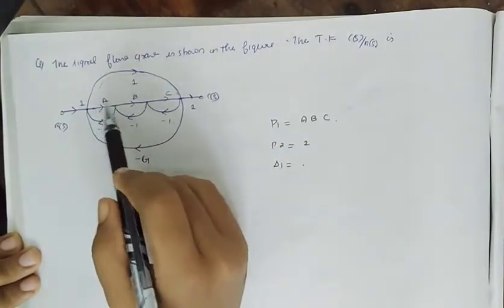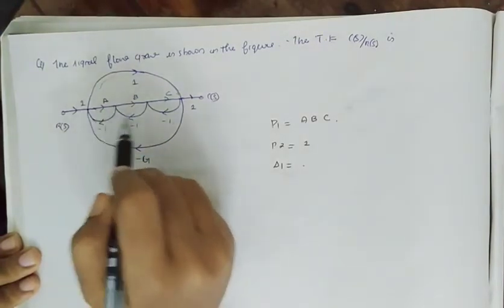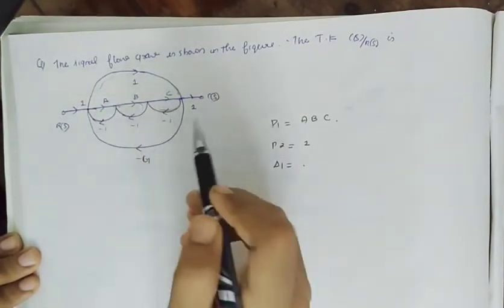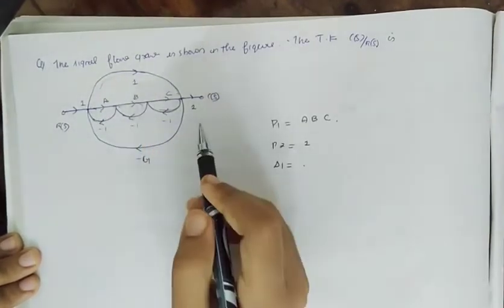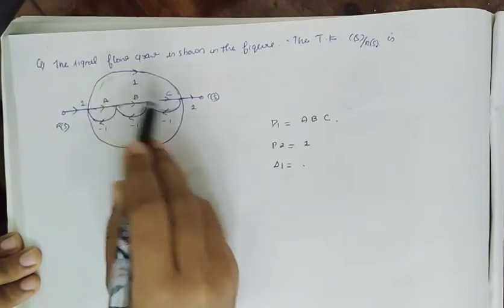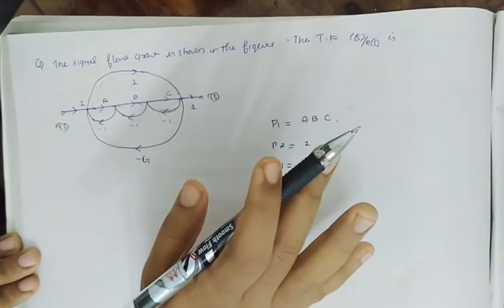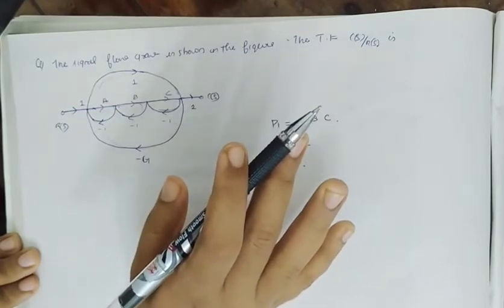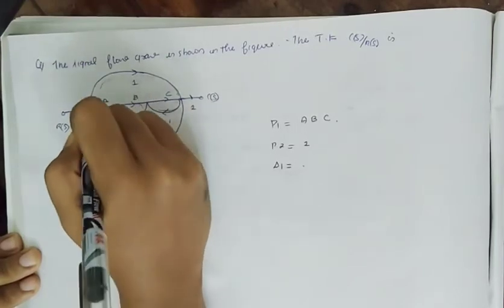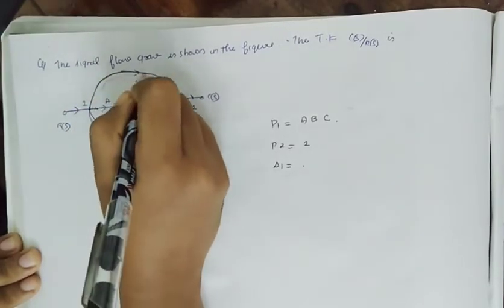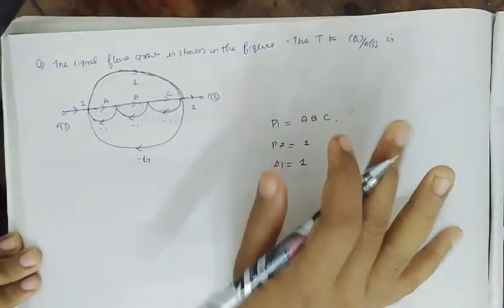We can see there are loops in this figure. This is one loop, this is another loop, and this is another loop. These three loops, and this one is also another loop. Okay, all these loops are connected to our forward path A, B, C. So I can write that there is no non-touching loop in this particular forward path. And see the other forward path. This is the other forward path. Okay, 1, 2. So delta 1 is equal to 1.